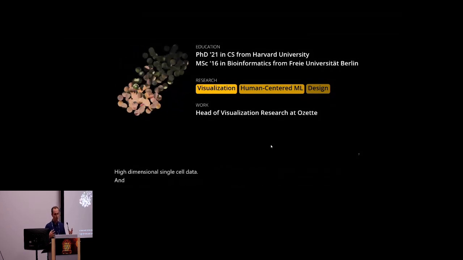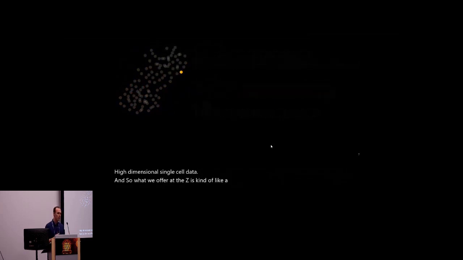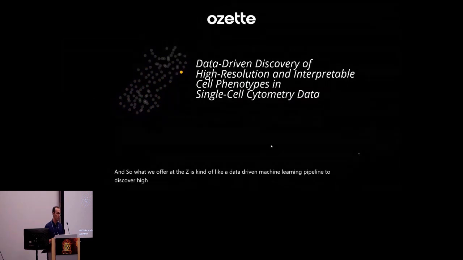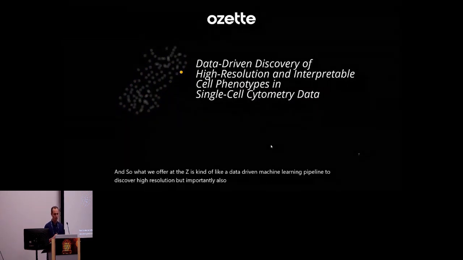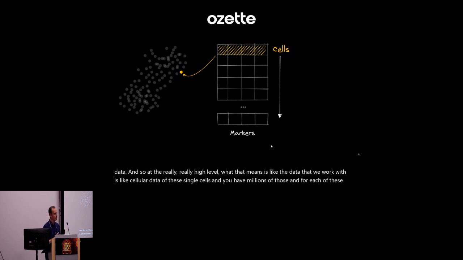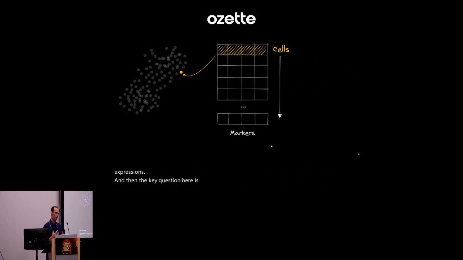What we offer at OZ is a data-driven machine learning pipeline to discover high-resolution, but importantly also interpretable, cell phenotypes from cytometry data. At a really high level, the data that we work with is cellular data of single cells, and you have millions of those. For each of these cells, we have measured surface protein expressions. And the key question here is: how can we cluster those cells into different phenotypes?